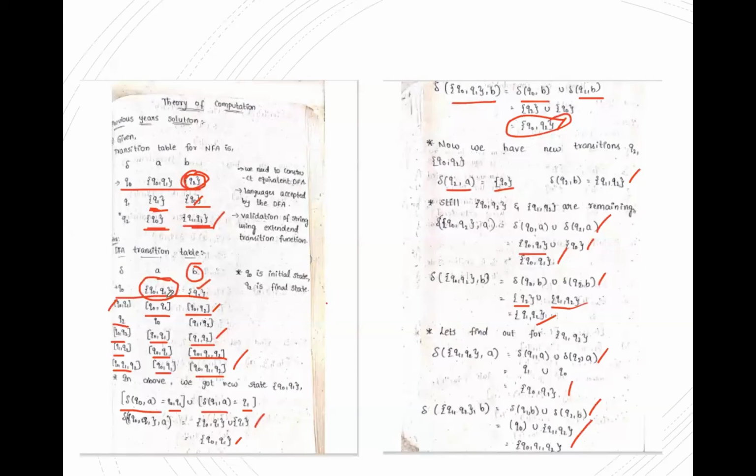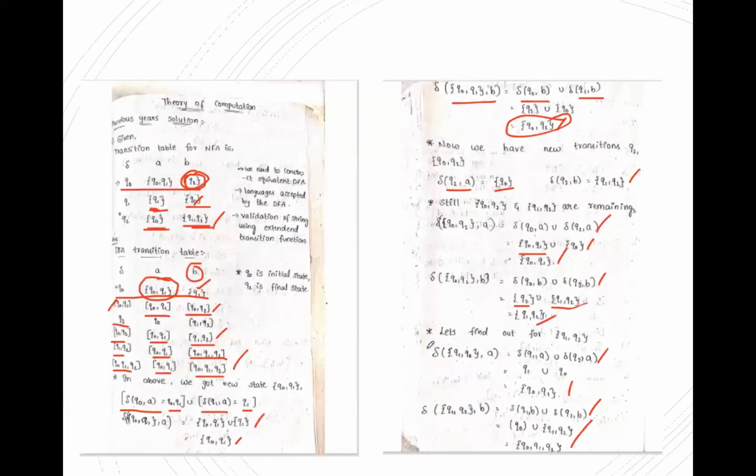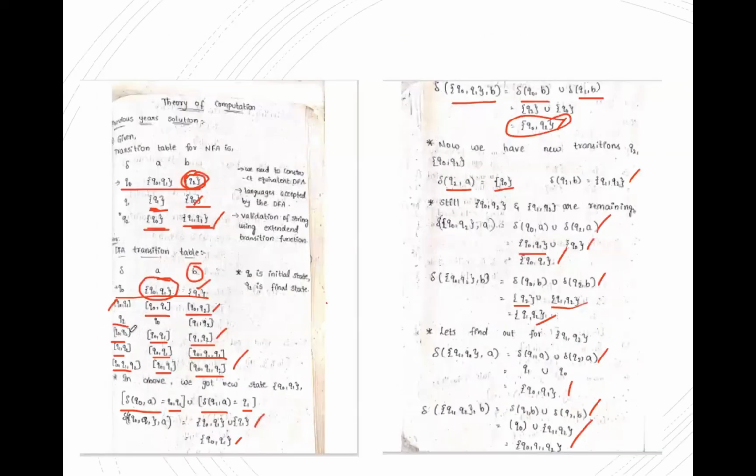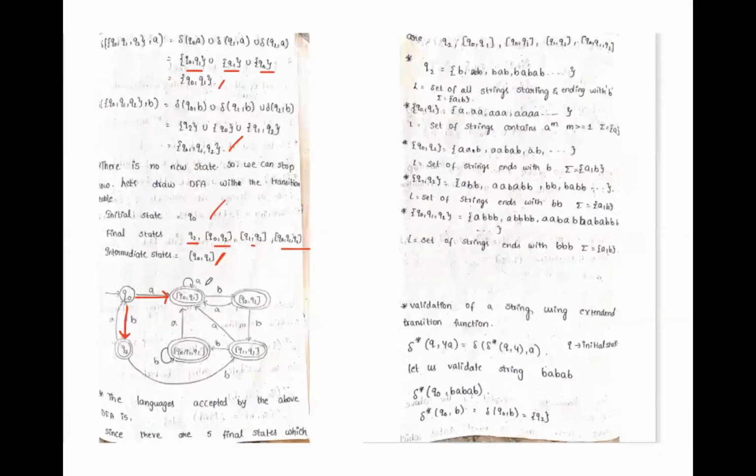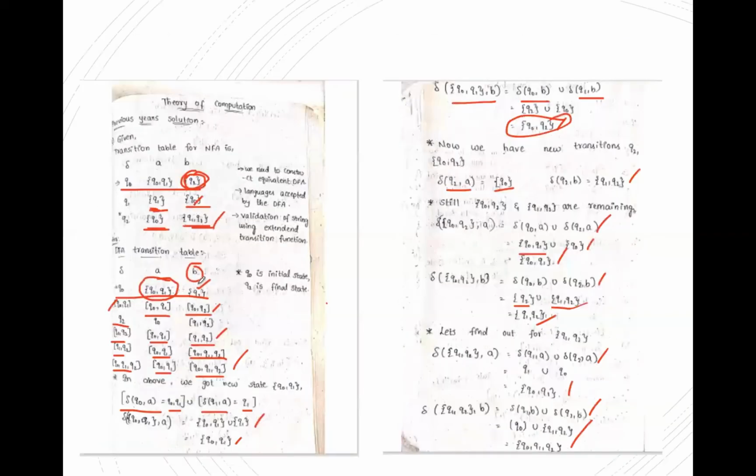Here Q naught on A is Q naught, Q1. Q naught on B is Q2. Next, Q naught, Q1 on A is Q naught, Q1, so write it as a self loop. Q naught, Q1 on B is Q naught, Q2.